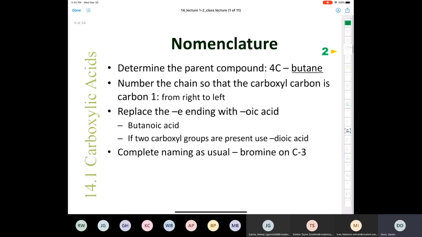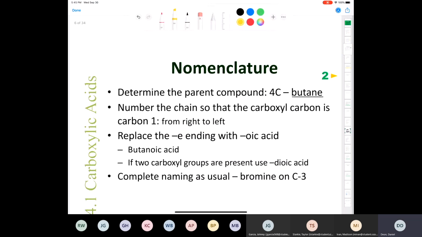All right, so let's talk about nomenclature. We've already looked at the names of a few carboxylic acids.